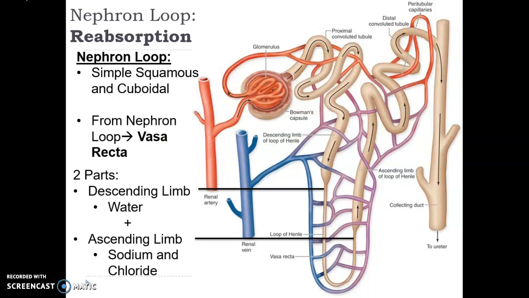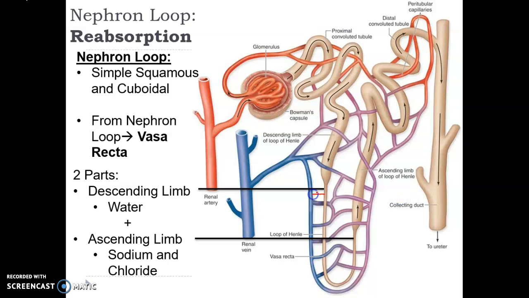Looking into the nephron loop. So we are looking into the loop and know that the loop is lined by simple squamous and simple cuboidal epithelium. Okay, part of it is simple squamous, part of it is simple cuboidal. Now, surrounding the nephron loop, we have vasa recta. So the exchange essentially takes place between the nephron loop and the capillary network surrounding it, which is the vasa recta. The nephron loop can be divided into a descending limb, which is very, very permeable to water and water only, and an ascending limb, which is very, very permeable to sodium chloride.